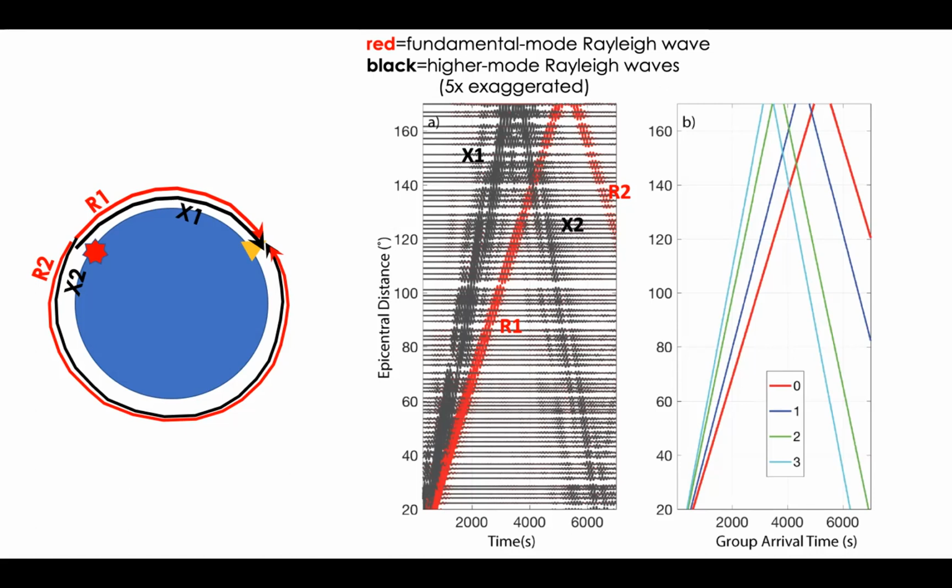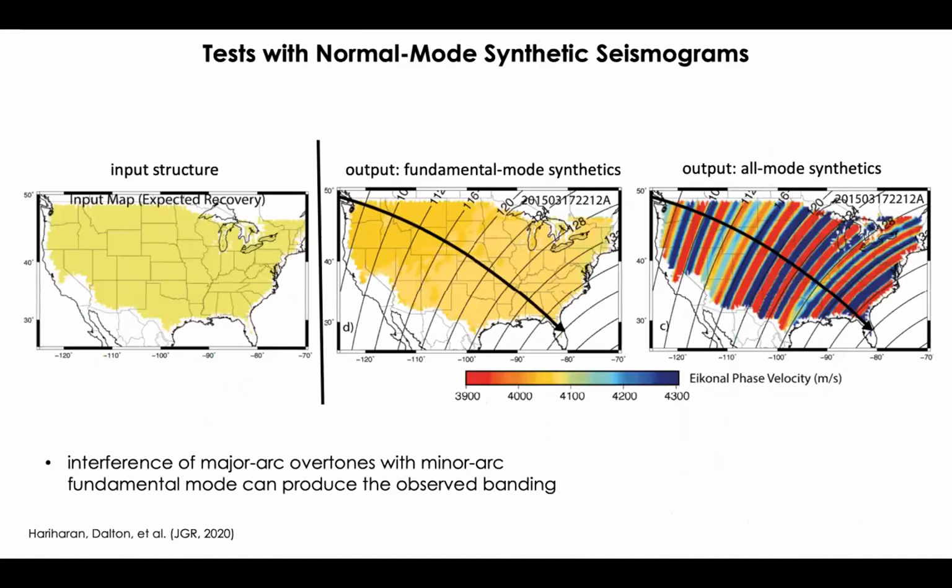The advantage of normal mode summation for synthetic seismograms is that we can control which mode branches are included in the seismograms. So we generated 2 sets, one set of seismograms that have only the fundamental mode and another set that have all the modes. And we measured the amplitudes and the travel times for both. And you can see the resulting phase velocity maps here. On the left is the input structure that we expect to recover. It's homogeneous since this is a 1D Earth model.